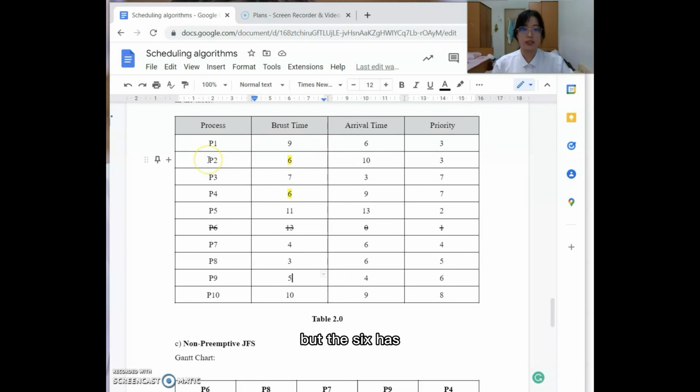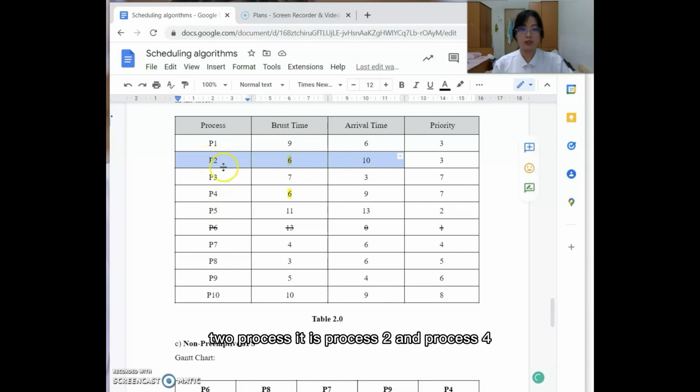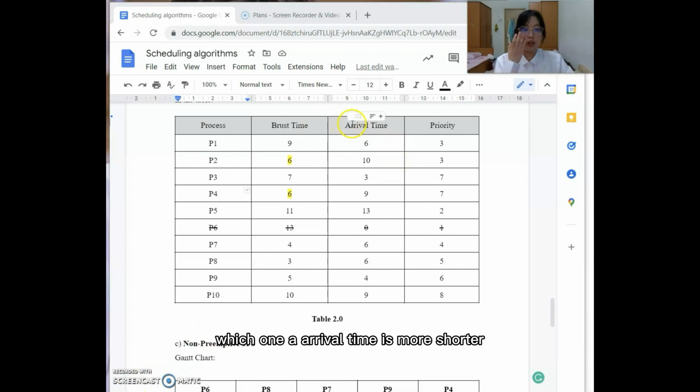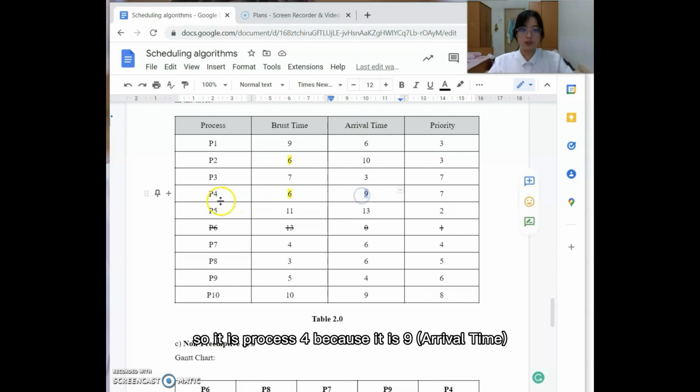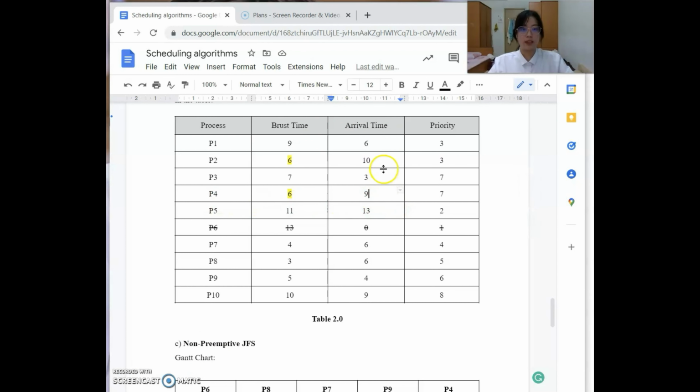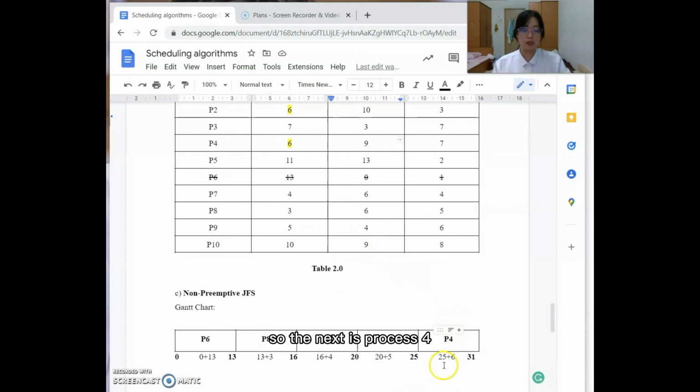But the 6 has 2 processes: process 2 and process 4. So we must see which one has the shorter arrival time. It is process 4 because it is 9, then process 2 is 10. So the shorter is process 4. So the next is process 4.